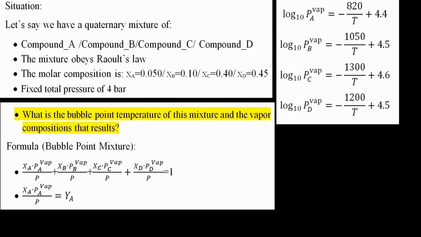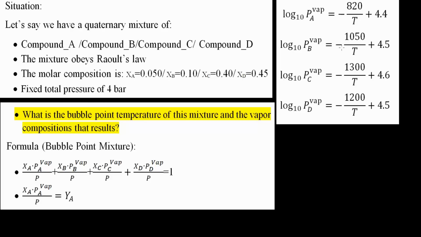Okay, in this video, we will be solving this problem right here, where we have a quaternary mixture of compound A, compound B, compound C, and compound D. This mixture obeys Raoult's law, and the molar composition is given here. It has a fixed total pressure of 4 bars, and we want to know what is the bubble point temperature of the mixture and the vapor composition that results. So we want to know bubble point temperature as the first step.